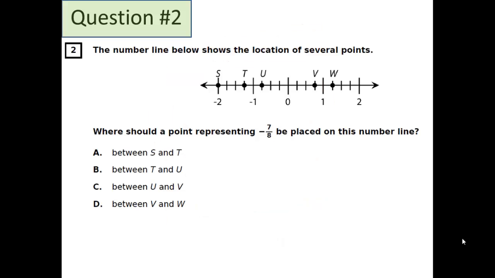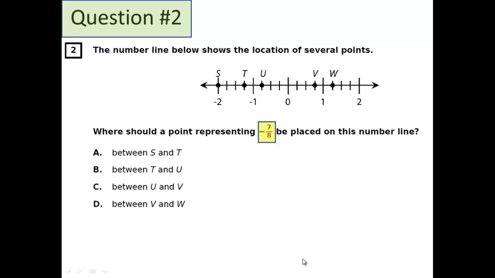Number 2, the question said, the number line below shows the location of several points. You can see those points here. You have your S, T, U, V, W. They all look like they're between -2 and +2. The question says, where should a point representing -7/8 be on this number line? All right, important information. We're trying to figure out where that one's going to belong. Here are our 4 responses. We can't block them because we need them to answer. So is it between S and T, between T and U, between U and V, between V and W?